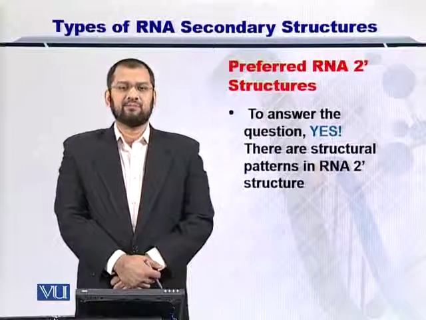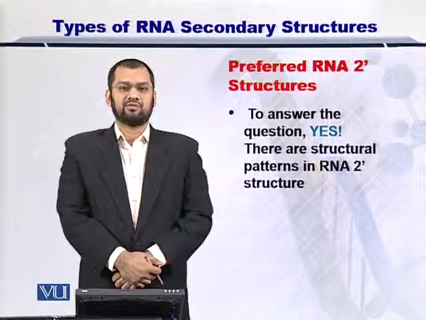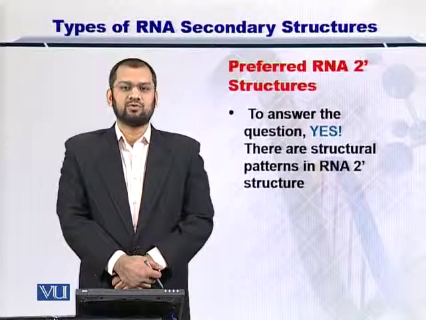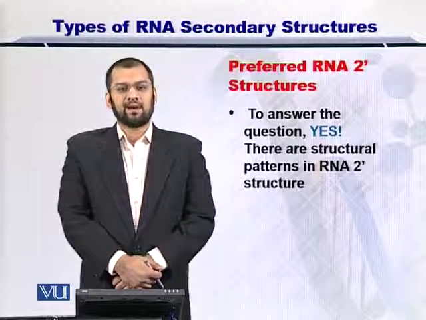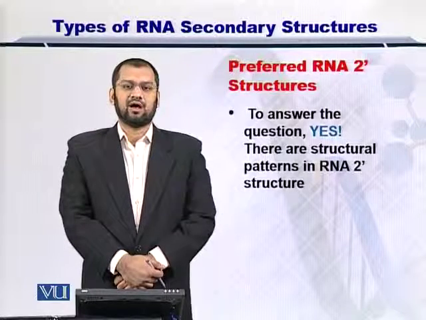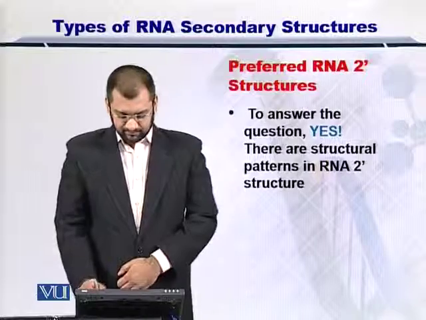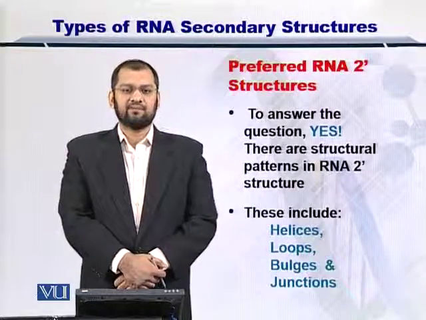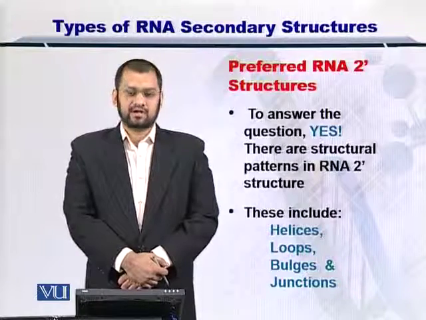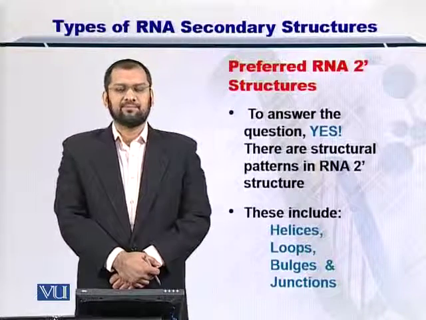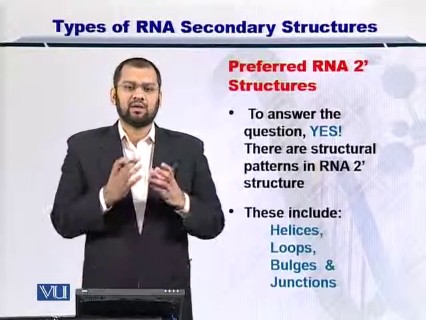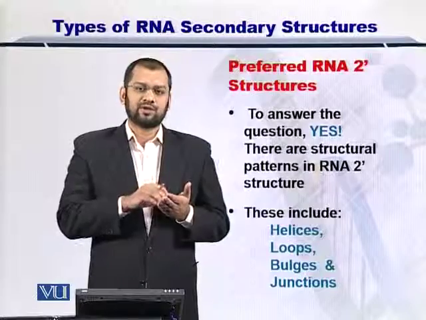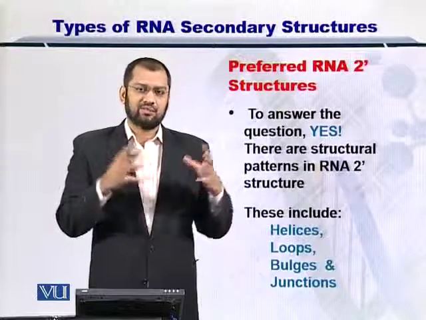As I just mentioned, it is a very interesting proposition that since the RNA molecules are comprised of only 4 types of nucleotides, there are patterns that exist in the RNA structures. These include the helices, the loops, the junctions, and the bulges. Of course, a bigger RNA molecule comprises these 4 types of structures brought together to make the bigger RNA molecule.